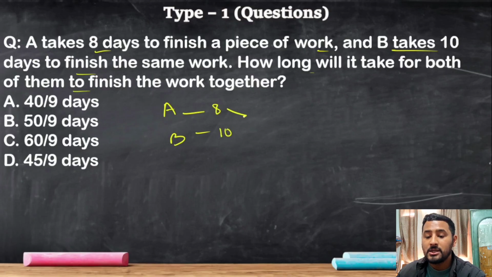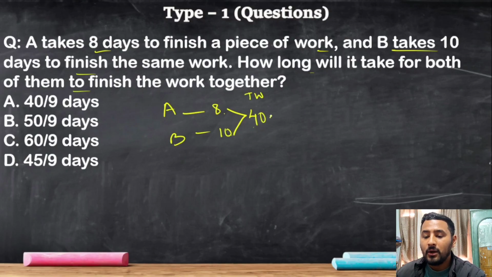Now get the total work first. Take the LCM of these two, 8 and 10, the lowest common multiple. If you don't know how to find it directly, I told you how: use this trick. Check the multiples of 10. 10 ones are 10, 10 twos are 20, 10 threes are 30, 10 fours are 40. Since 40 is divisible by 8, our LCM, we can take it as 40. So this will be our total work.